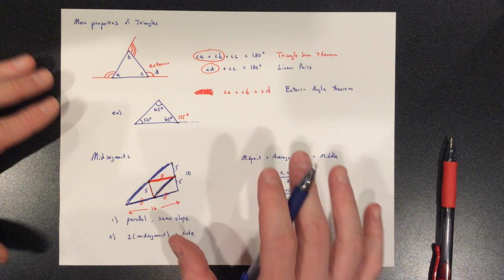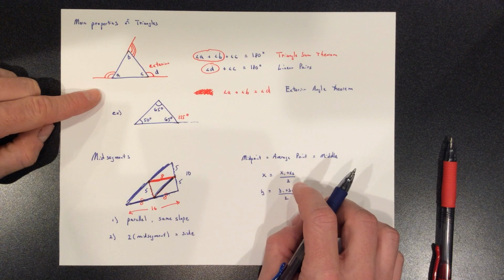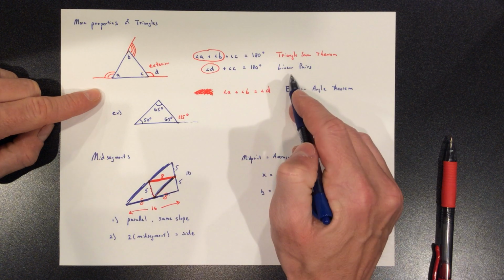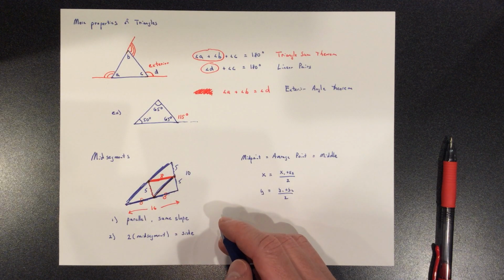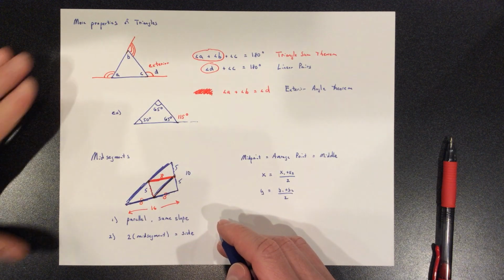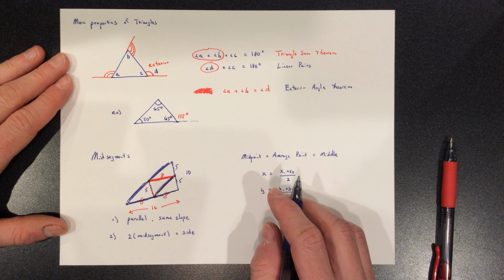Okay? So on this one, we kind of just focused on 2 things. We focused on kind of proving the exterior angle theorem, given the triangle sum and linear pair, and then we talked about mid-segments. Okay? And I think that's all I want to do on this particular video, and then we'll do some bisecting stuff on the next one.